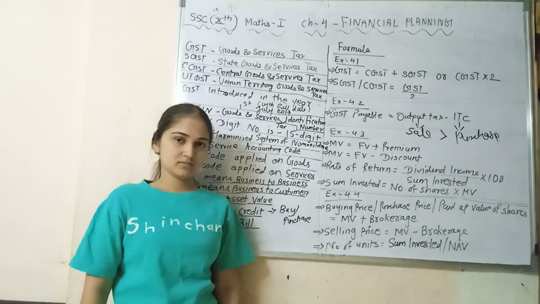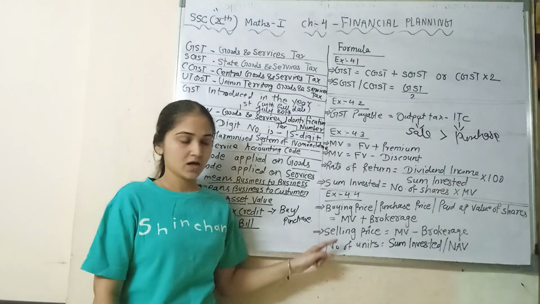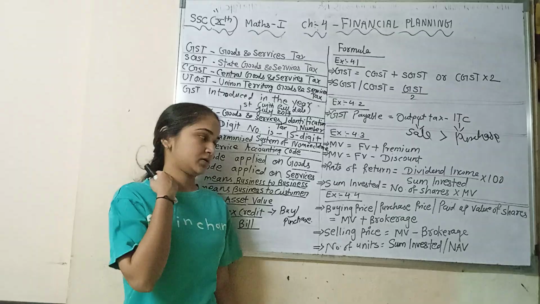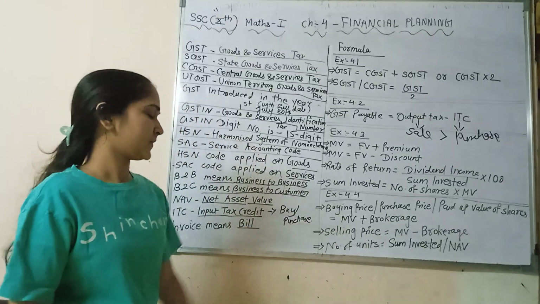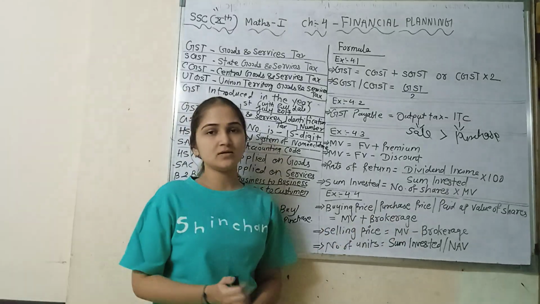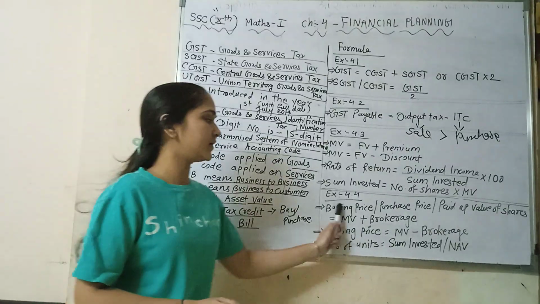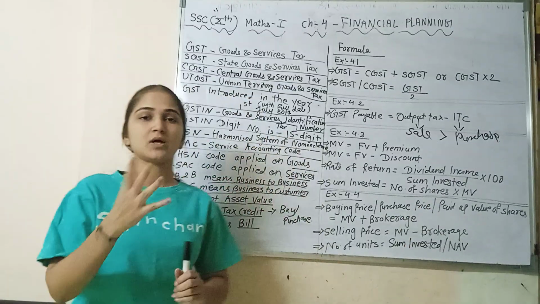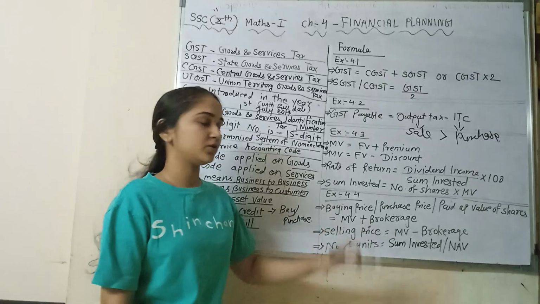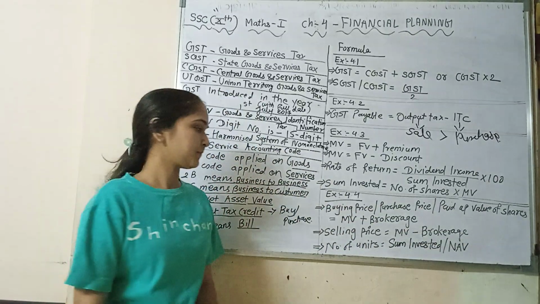Now we will see exercise 4.4. There are two formulas mainly, and there might be a chance of these coming. So the first is buying price, which is also known as purchase price, or we can say the paid up value of shares. I have written these three because in the questions they confuse you by asking to find out the buying price or purchase price or the paid up value of the shares.